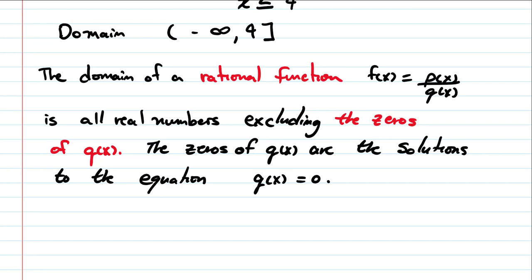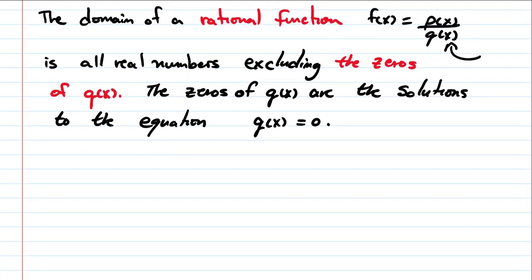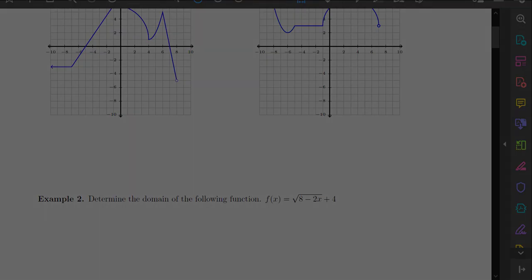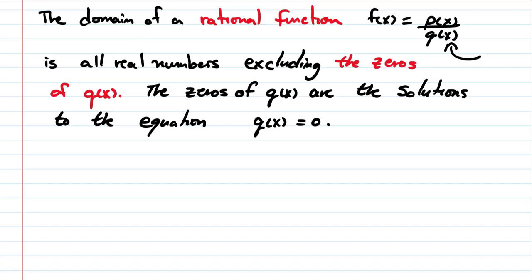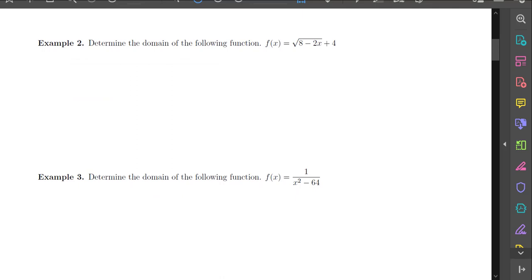So to find the domain of a rational function p of x over q of x, we know that the domain is going to be all real numbers, but since we can't divide by 0, we take the denominator, in this case named q of x, we set it equal to 0 and solve. And then we exclude the solutions to that equation from the domain. That is not the right problem. There we go, number 3.